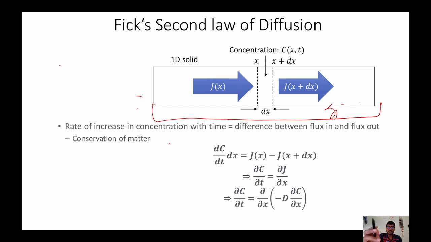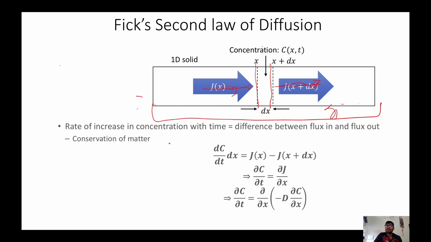So let us see at any random position. This is the dx. Let us take a dx thick of this solid. So there will be a flux from left to right, which is going inside this dx thick area, and J(x+dx) is coming out. Okay, the flux in and flux out. This is flux in and this is flux out from the dx region of the area.